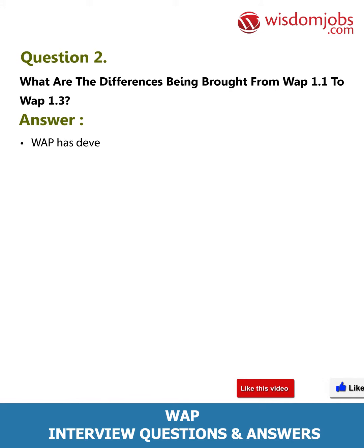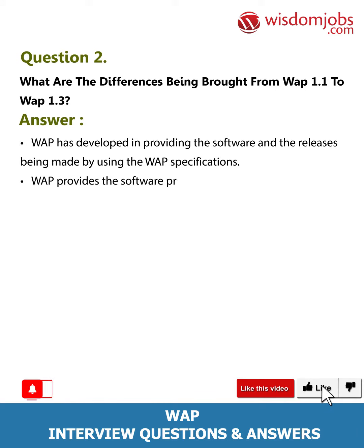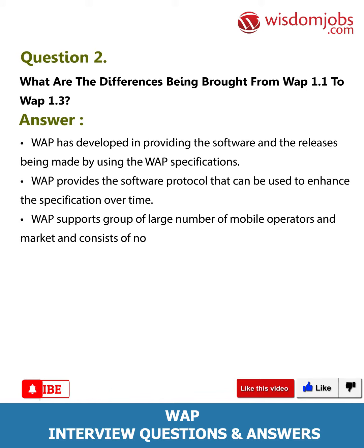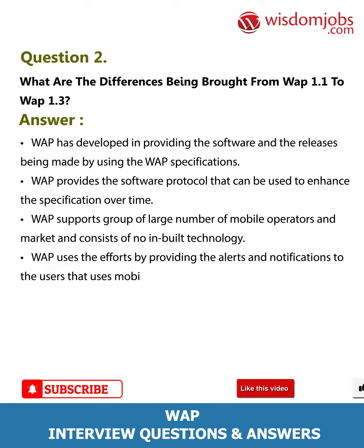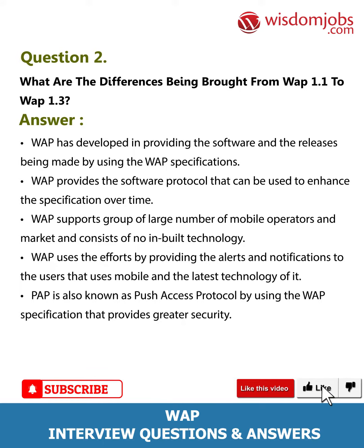Answer. WAP has developed in providing the software and the releases being made by using the WAP specifications. WAP provides the software protocol that can be used to enhance the specification over time. WAP supports a group of a large number of mobile operators and market and consists of no inbuilt technology. WAP uses the efforts by providing the alerts and notifications to the users that use mobile and the latest technology of it. PAP is also known as Push Access Protocol by using the WAP specification that provides greater security.